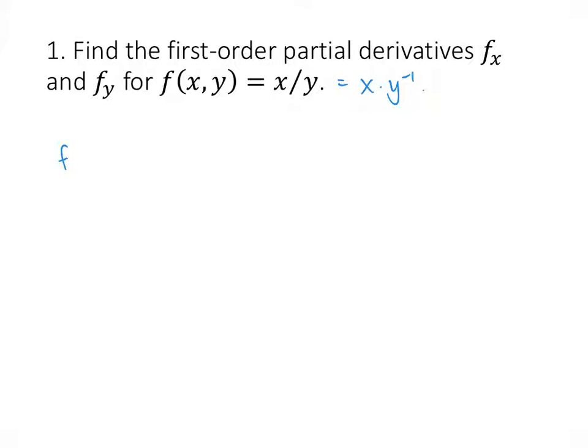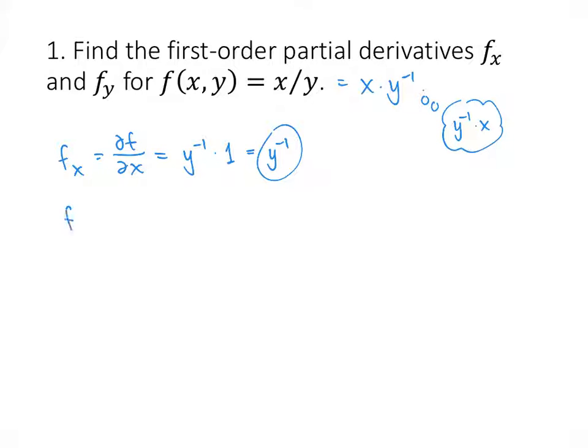So f sub x, which is also sometimes written del f del x, is the partial derivative with respect to x, which means we're going to treat any variable other than x like it's a constant. So if we think of x times y inverse as y inverse times x, well, if y is a constant, then y inverse just means 1 over y, and so that's a constant too. And so this is a constant multiple, so the y inverse just sticks around, and we take the derivative of x, which gives us 1. So our derivative is y to the minus 1.